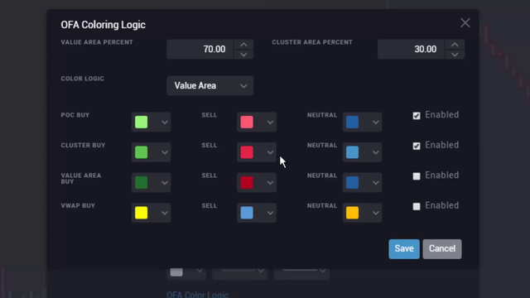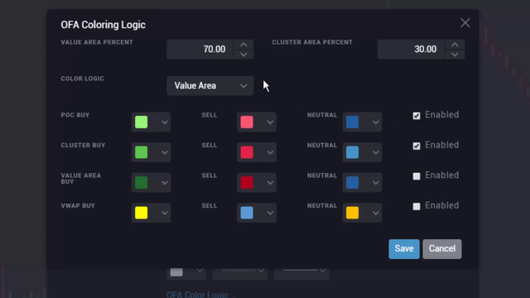If the last trade price or close price is equal to or between the value area high and low prices, the period will be classified as neutral, and any enabled elements will be shown with the neutral classification color. Please note that using a color logic scheme does not require you to enable the elements used in the calculation.